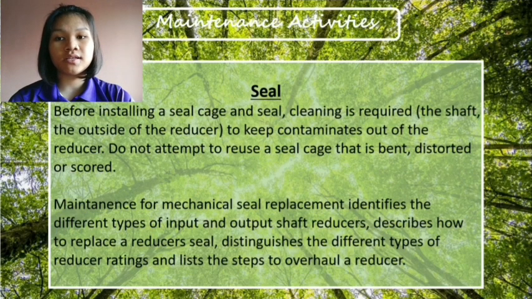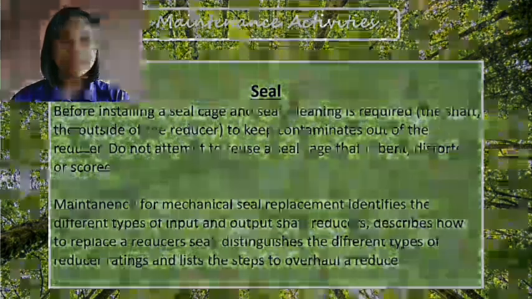Before installing a seal cage and seal, cleaning is required to keep contaminants out of the reducer. Do not attempt to reuse a seal cage that is bent, distorted, or scored. Maintenance for mechanical seal replacement identifies the different types of input and output shaft reducers, describes how to replace a reducer seals, distinguish a different type of reducer ratings, and lists the step of overhaul a reducer.